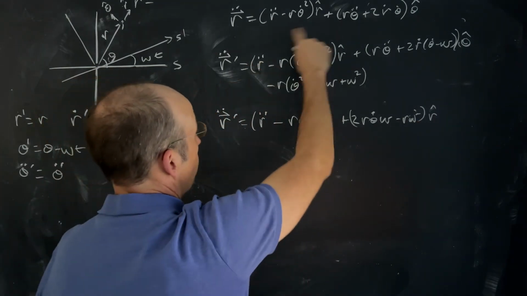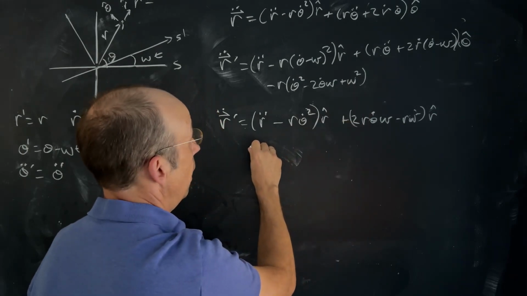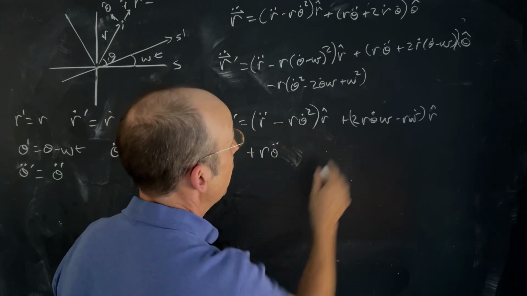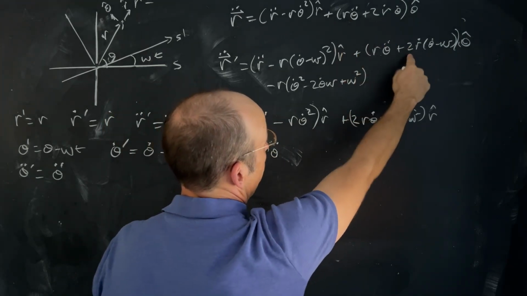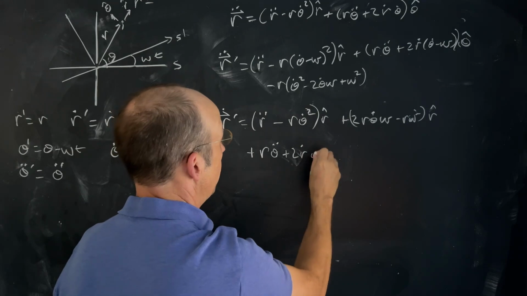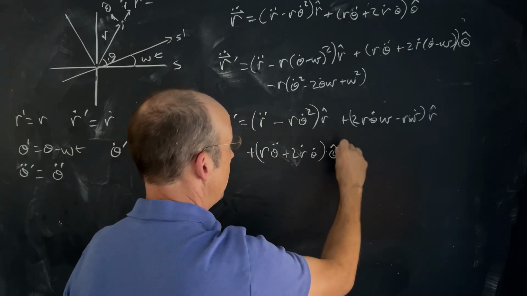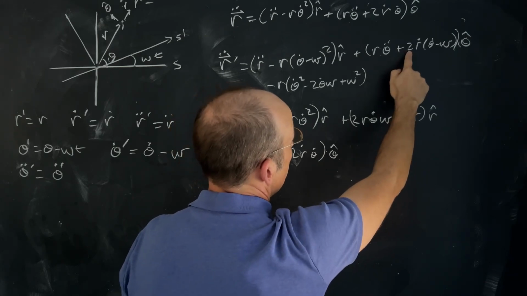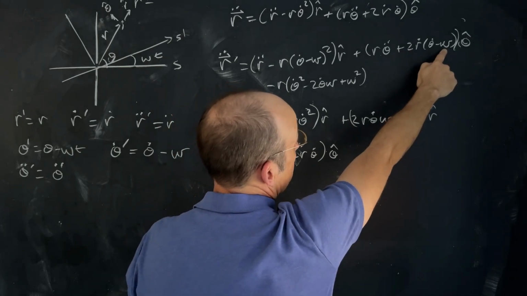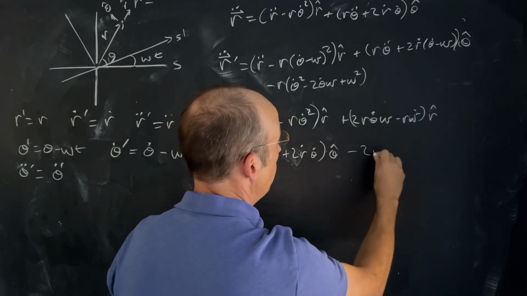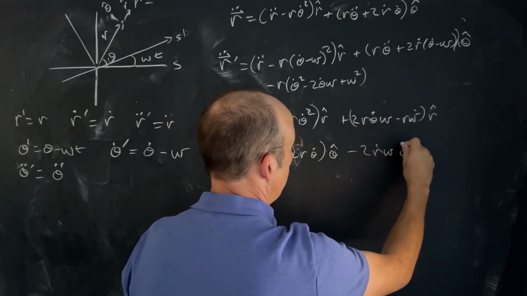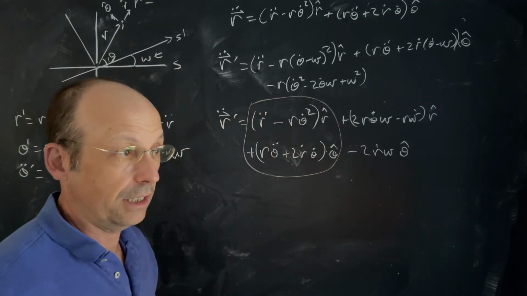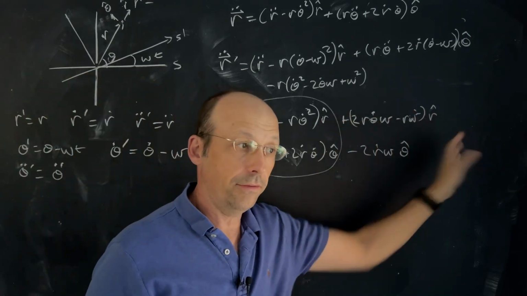Okay, so that's that whole term right there. This term, I'm going to write as plus r theta double dot plus 2 r dot theta dot, and I'm going to leave that as theta hat. And then the leftover stuff I get over here is going to be equal to, I have this term, 2 r dot minus omega, so I have minus 2 r dot omega theta hat. So you'll notice this stuff right here, that's just the normal acceleration. And this is the extra stuff.